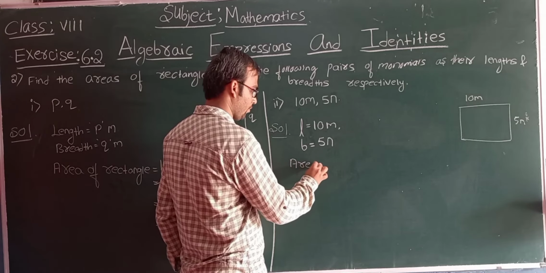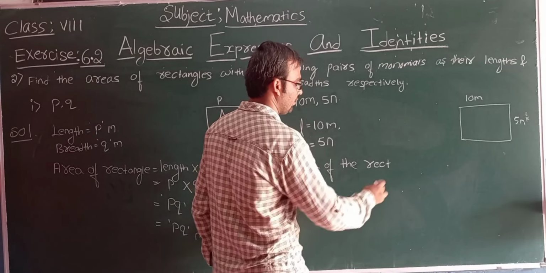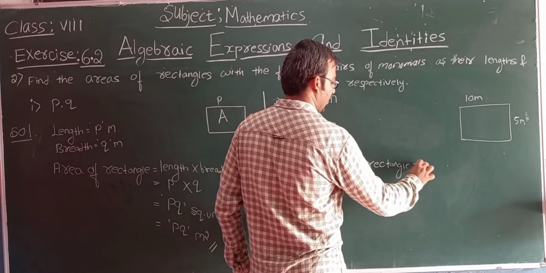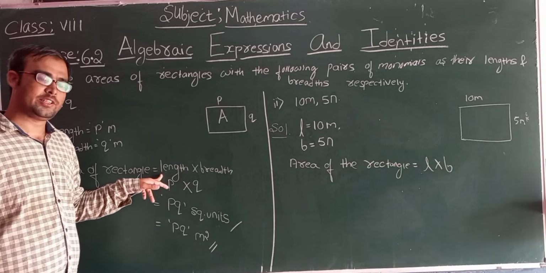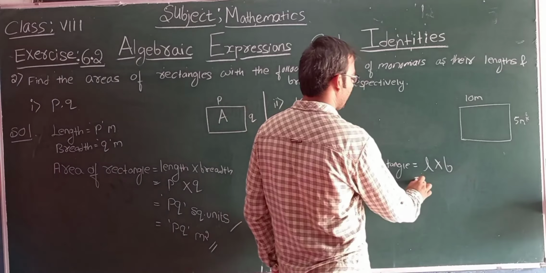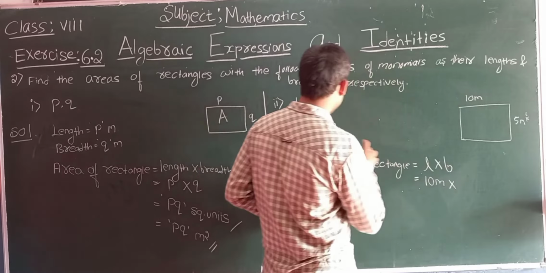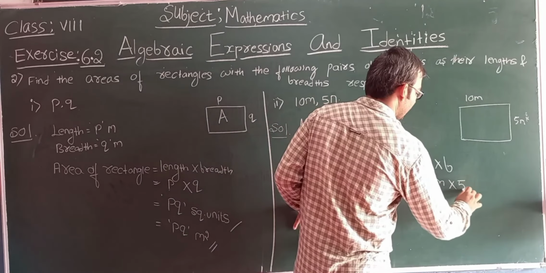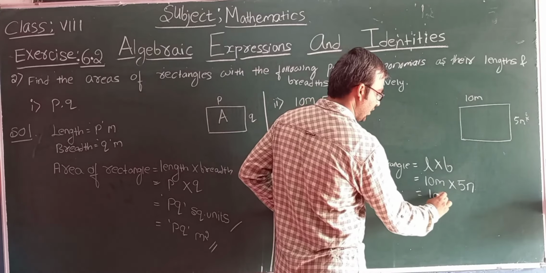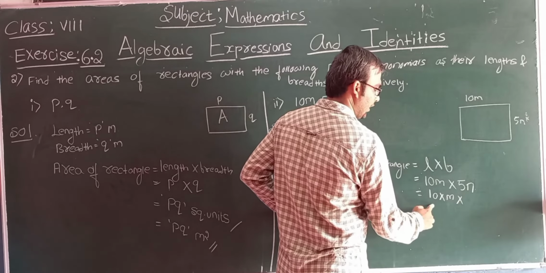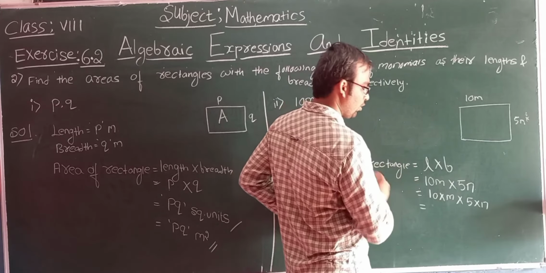Okay, area of the rectangle equals L into B. L into B means what, students? So look at here, length into breadth. Okay, so here what they have given, length 10m, and breadth 5n. Okay, so length is 10m and breadth is 5n. This 10m, students, you can write like this, 10 into m, and this 5n you can write like this, 5 into n. Now group the numbers on one side.